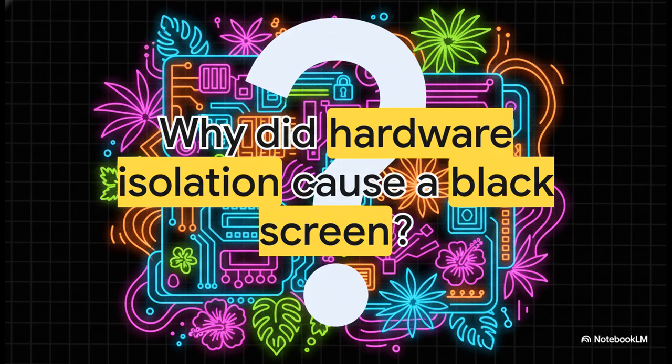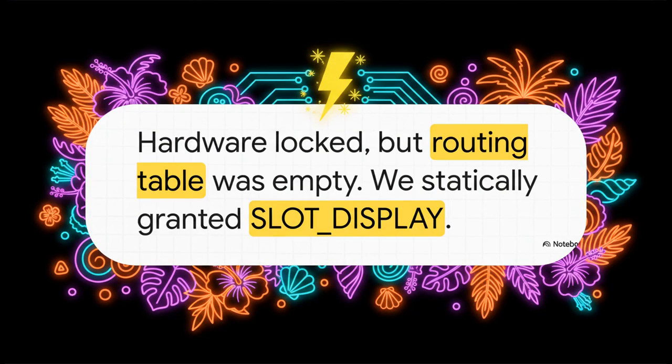Why on earth did that happen? The diagnosis here was wild. The hardware was locked perfectly, but our software routing table was totally empty. The kernel tagged the framebuffer pages with PKey 1 for sex-display, sure, but it completely skipped the capability grants during initialization. So, without that IPC edge, Silk Shell was physically locked out from talking to the compositor. We fixed that massive black screen issue by statically granting the slot display right in the init.rs spawn path. Boom! Software capability edge physically wired to match the hardware locks.